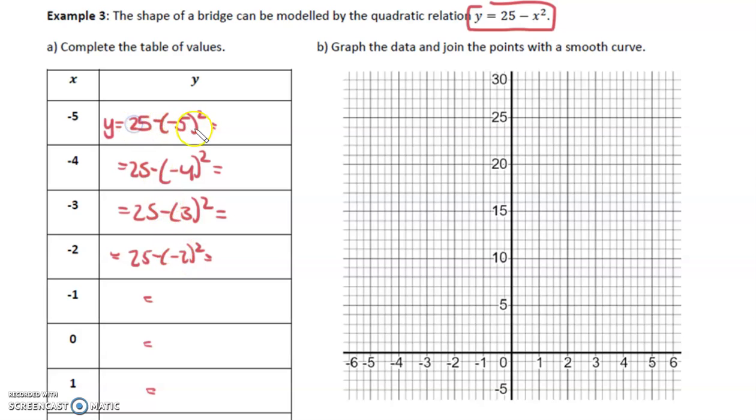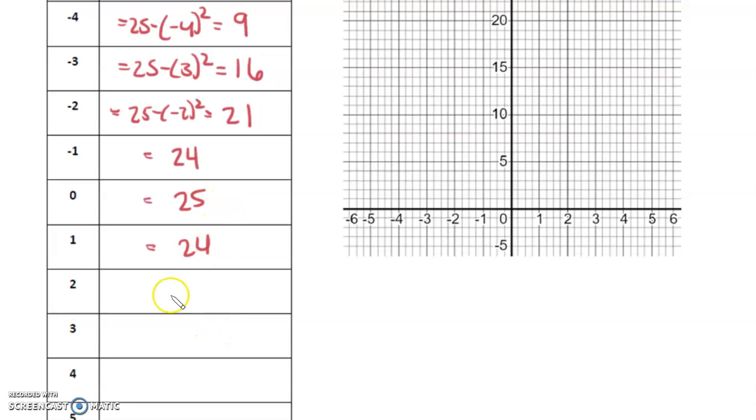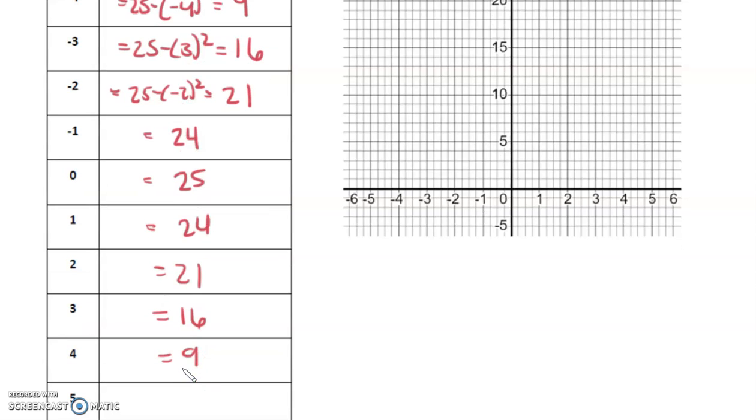Okay, so 25 minus 25 is 0. 25 minus, well, (-4) squared is 16, I get 9. 25 minus 9, I get 16. 25 minus 4, I get 21. 25 minus 1, I get 24. 25, 24, 21, 16, 9, and then 0.